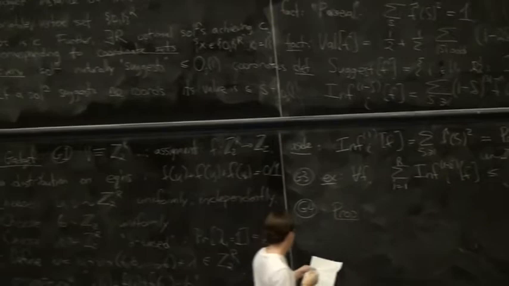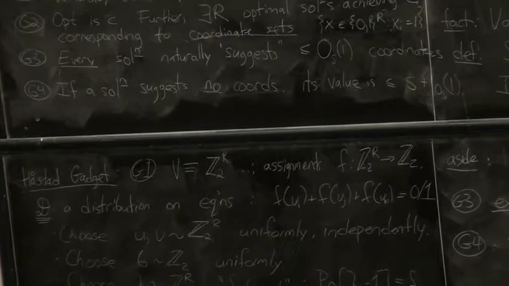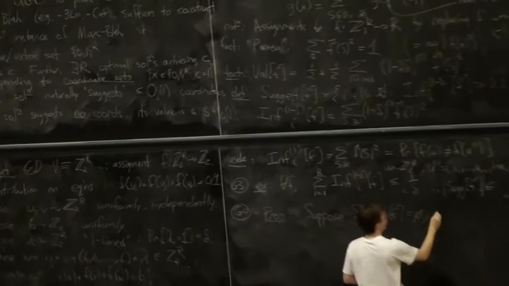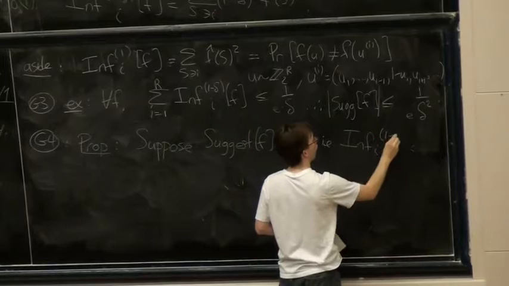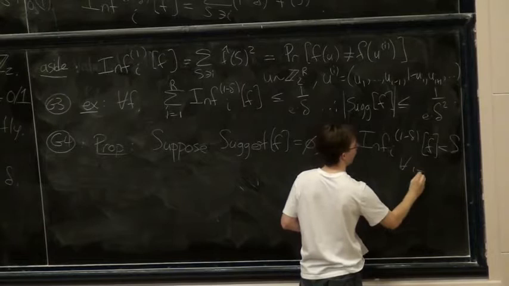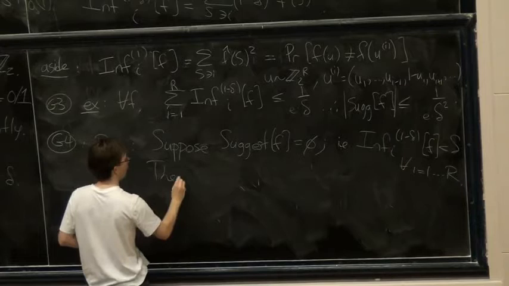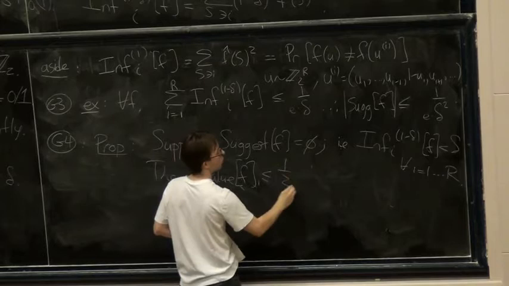So suppose the suggestion set of f is empty, which means all of these influences are small, less than delta for all i equals 1 to r. Then the value of f is at most a half plus 1/2 times the square root of delta.